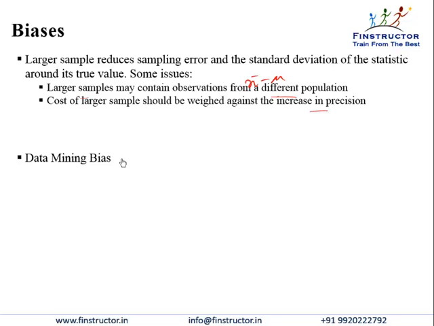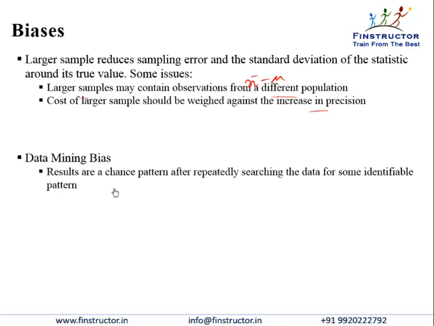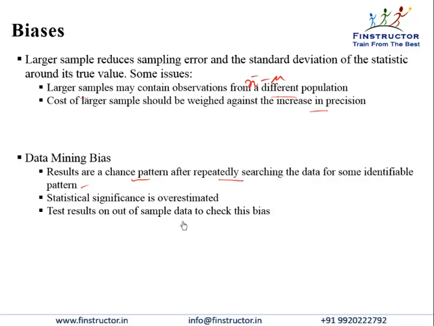Data mining bias is another problem. Data mining bias is when you dissect the data, or beat the data so much, that you find a relationship that you are looking for. What this pattern says is that the results are a chance pattern found after repeatedly searching the data for some identifiable pattern. So in data mining bias, the statistical significance of our statement tends to be overestimated.